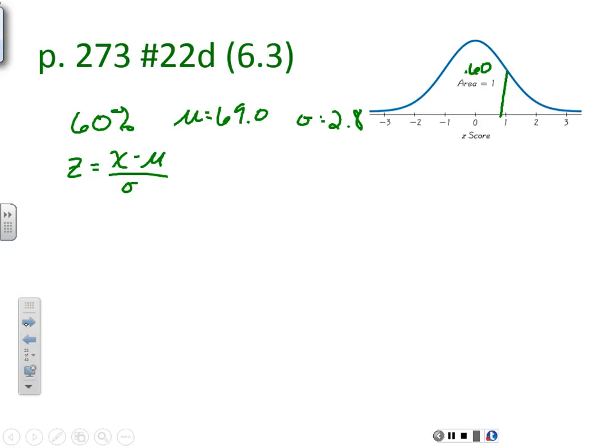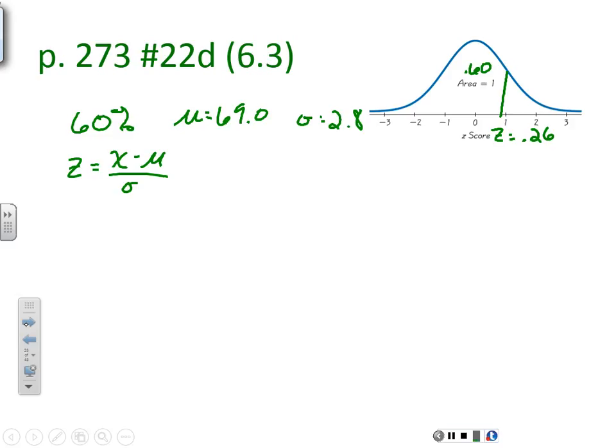Is everybody okay? So my z-score is 0.26. My graph is off a little bit, but we are getting a positive z-score, which is what we knew we should.